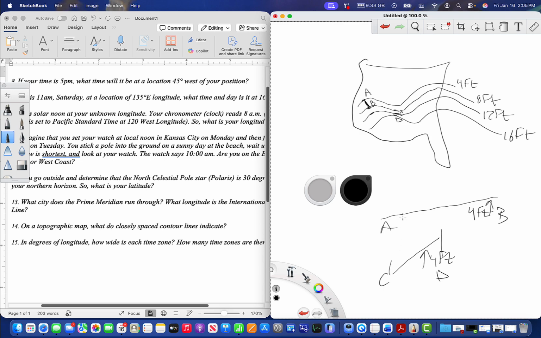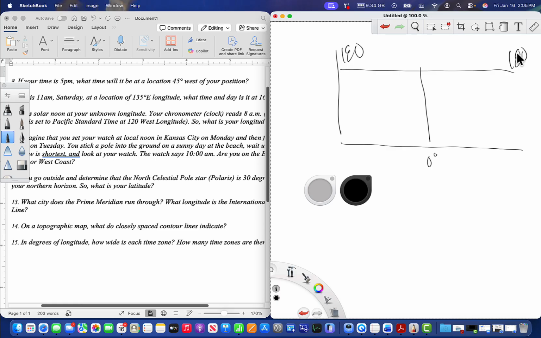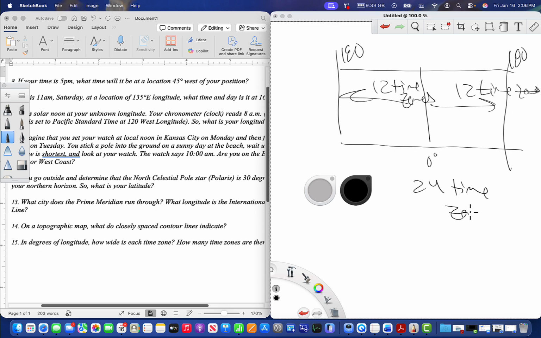Okay, finally, question 15, in degrees of longitude, how wide is each time zone? And again, I mentioned this already. This is the Earth. Here's the prime meridian. We're going to 180, which is the international dateline. Here's 180, the international dateline. There are 12 time zones this way, 12 time zones this way. There are 24 time zones on the planet. Each time zone is 1 hour, therefore there are 24 hours in a day.